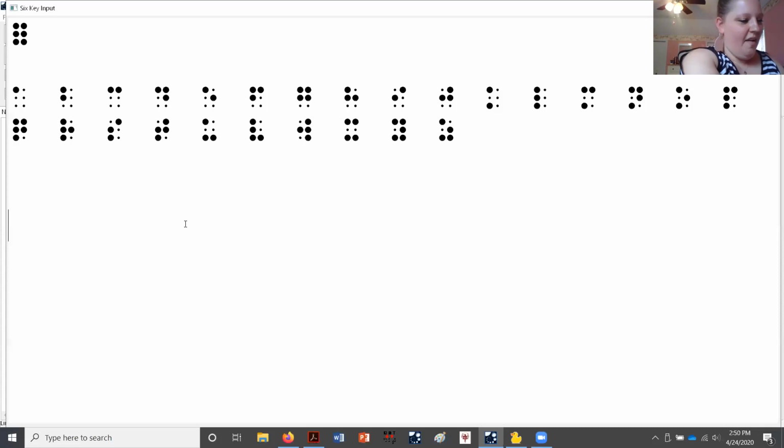Now we're going to do dots 2, 3, 4, 5, or letters D, S, J, K. Then we're going to do dots 1, 2, 5 for the letters F, D, K. Then we're going to do dots 1, 5 for the letters F, K. And we're going to do dots 1, 3, 4, 5, 6 or letters F, S, J, K, L.